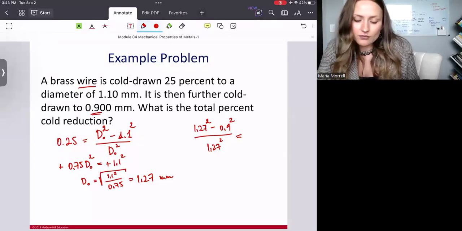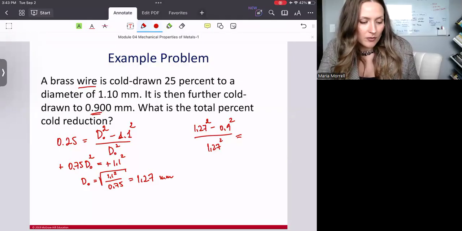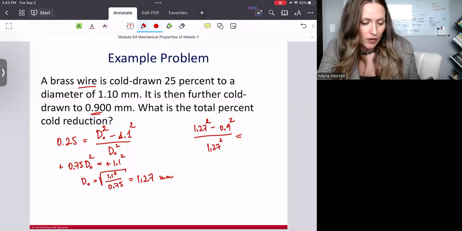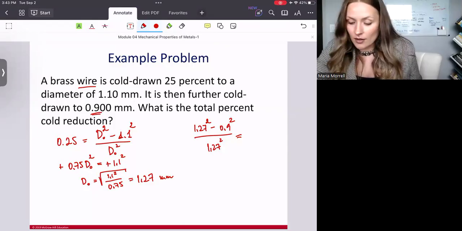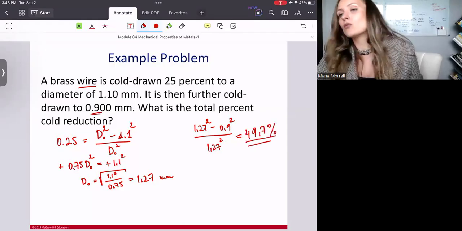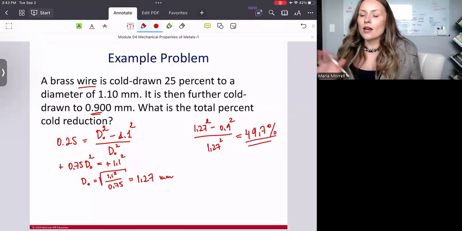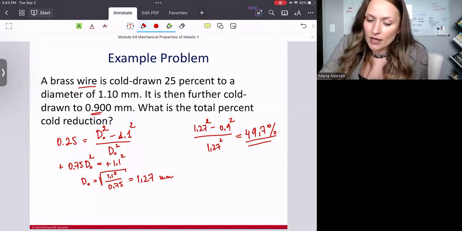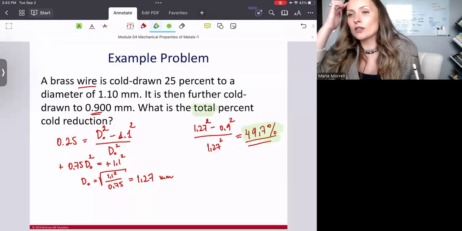I messed up by accident. I pressed some kind of wrong button, so I'm a little bit behind now. 1.27 squared, and hopefully at this point, multiplied by 100%, 49.7, right? That is the cold work. Or it's okay if you round it up and report it as 50%. But that is the answer for the total percent cold work reduction, right?